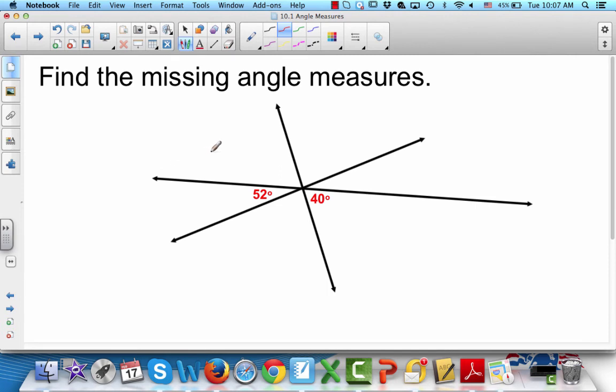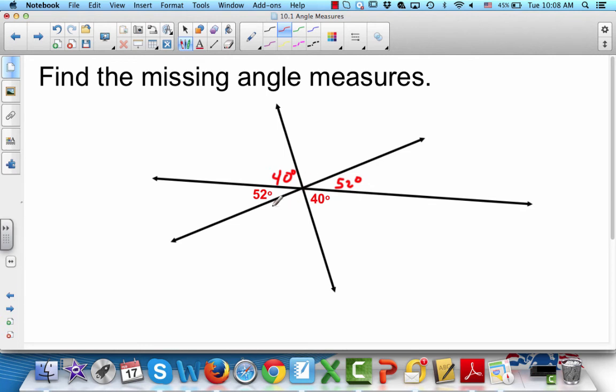All right, find the missing angle measures. Now this is where you use your vocabulary. It's very important to be able to use your vocabulary on this, okay? This angle is vertical to this angle. They're congruent, which means they're 52 degrees. Okay? This angle is congruent to this angle, which means it's 40 degrees. Now, how do you find the other 2 angles right here? Now, they're vertical, so they're going to be equal to each other.